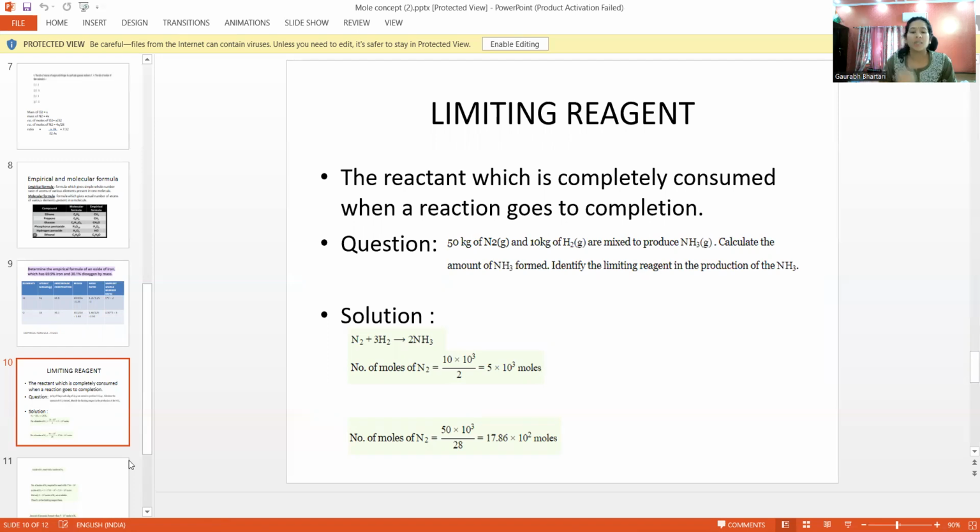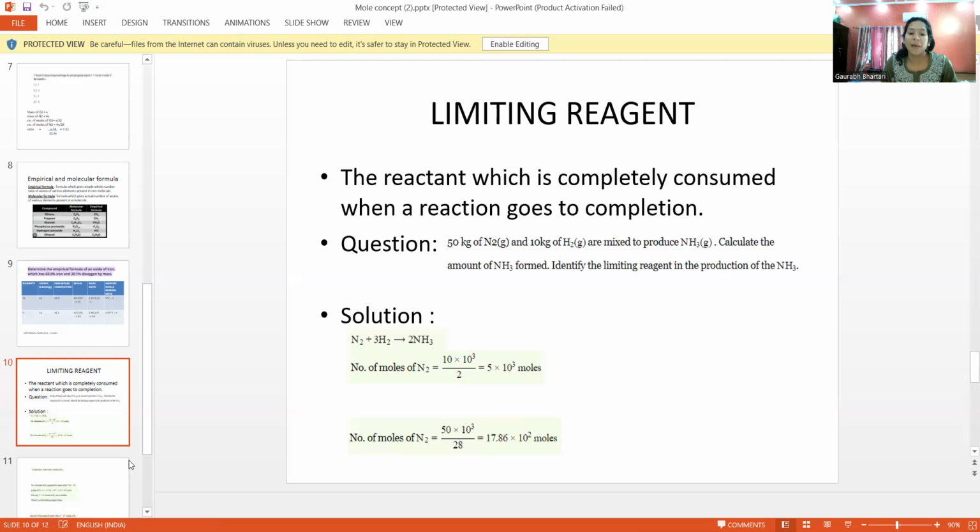Here is a question through which we can understand this better. It is given that 50 kg of nitrogen and 10 kg of hydrogen are mixed to produce NH3. This reaction is Haber's process: N2 plus 3H2 gives 2NH3. First, we have to calculate the amount of NH3 formed. Secondly, we have to identify the limiting reagent in the production of NH3. If we can identify the limiting reagent, through it we can calculate the amount of NH3 formed. Now please look at the solution.